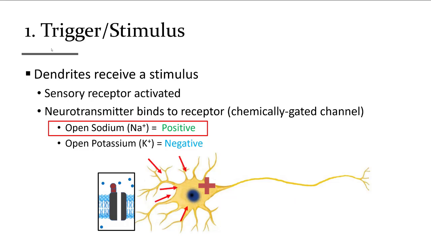So we have these sodium gated channels open on the dendrites, making this cell more positive. This then triggers the voltage gated channels along the axon. It reaches minus 55. Remember, it started at minus 70. It reaches minus 55, and that's what's going to cause the sodium voltage gated channels in the axon to open.